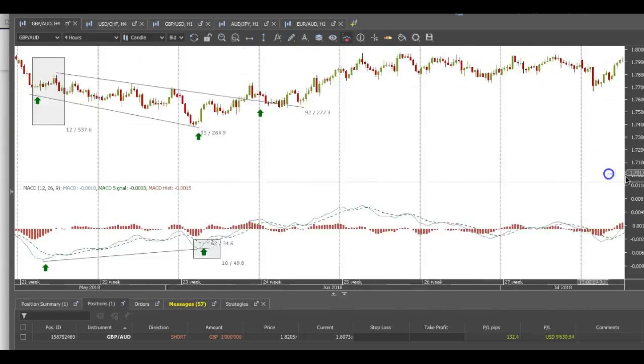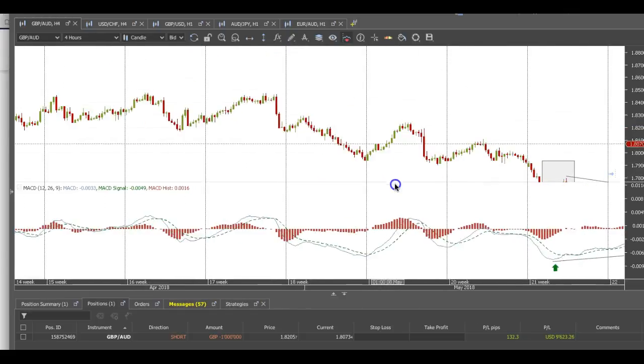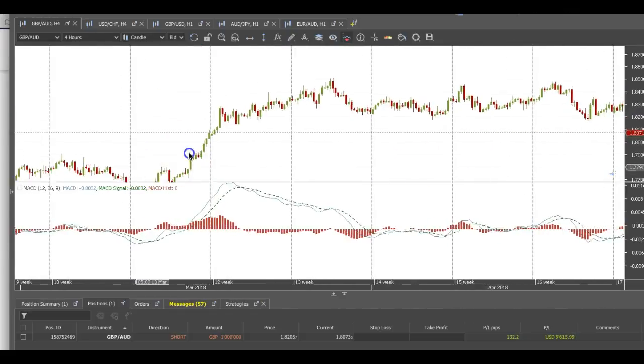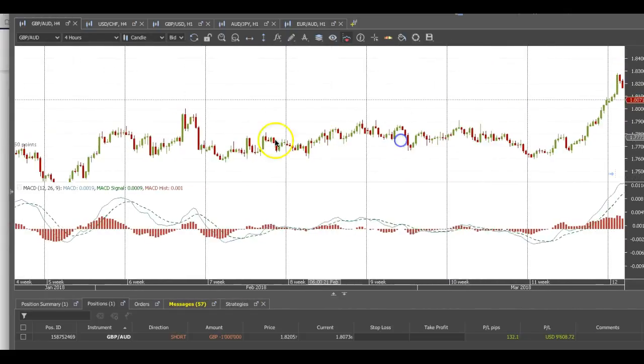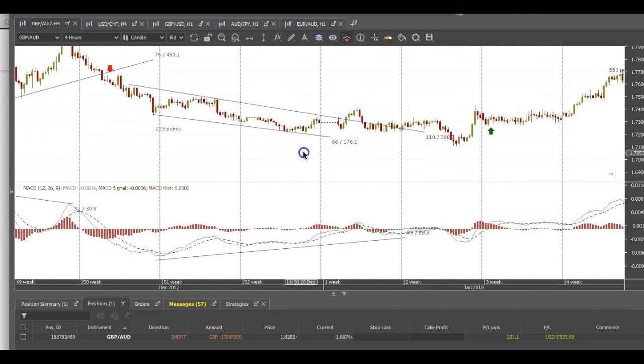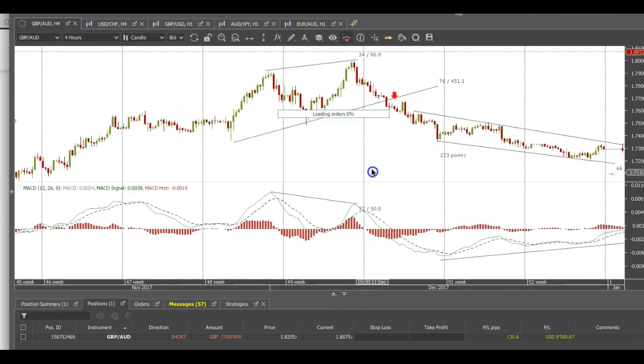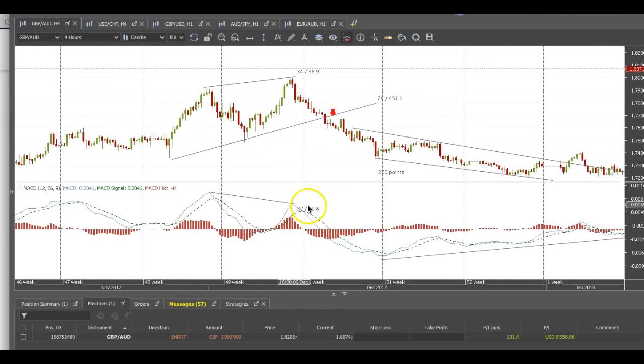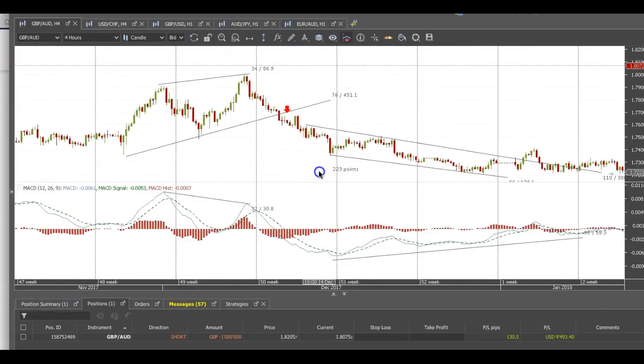Okay, let me see if I can find another trade, another divergence setup. I spent a lot of time analyzing divergence, going back in history to see how many I can find. Here's another one up here. Again, wave patterns going in the opposite direction of price. Now this one, let me see how far.